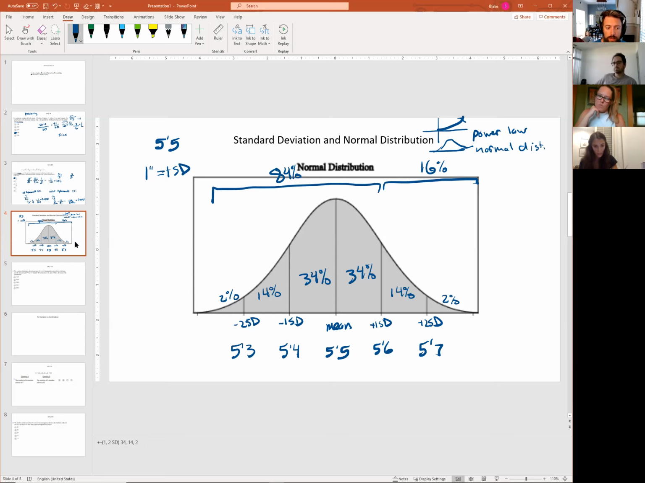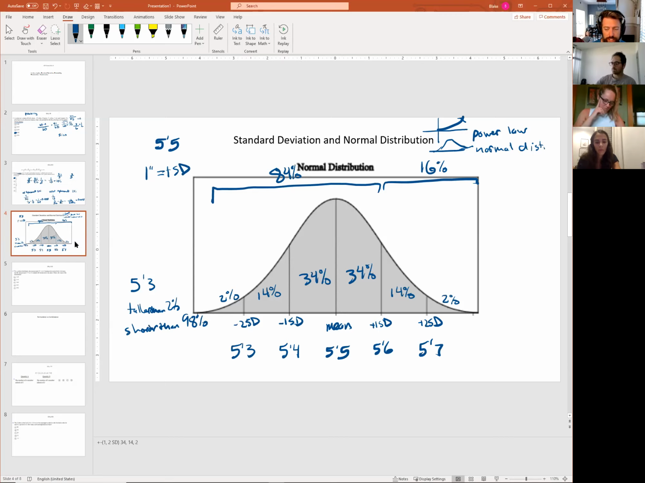Okay. Carson, what did you get here? So you would be at that second standard deviation point, right? Yeah, two standard deviations below the mean. Right. So you would be taller than 2% and shorter than 98%. And another way to put it is you're in the second percentile in height.